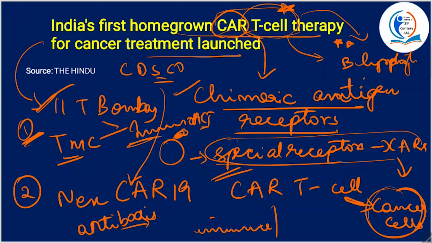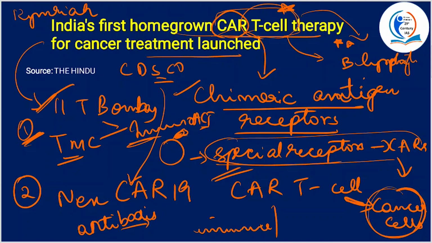And this one is an IIT Bombay incubated company. All right, so these are some basics. This is about the Indian scenario. In the US, two CAR T cell therapies have already been approved by the US FDA. And what are those? One is Kymriah, that is in 2017, and Yescarta, that is also in 2017.